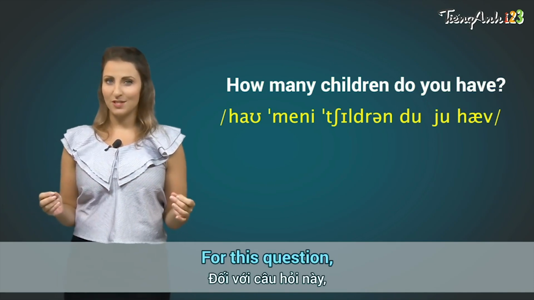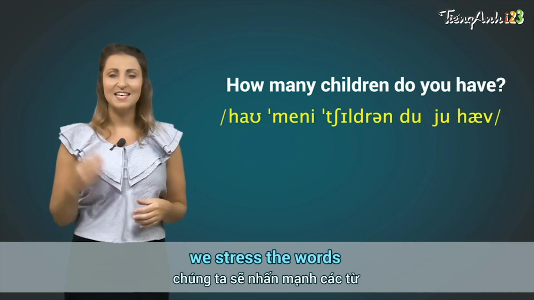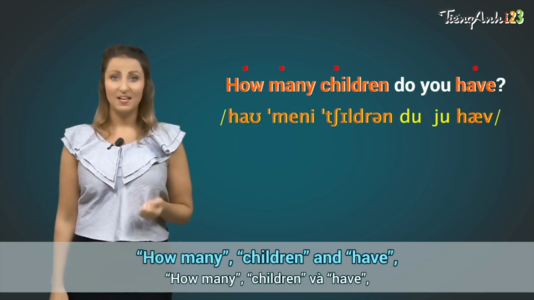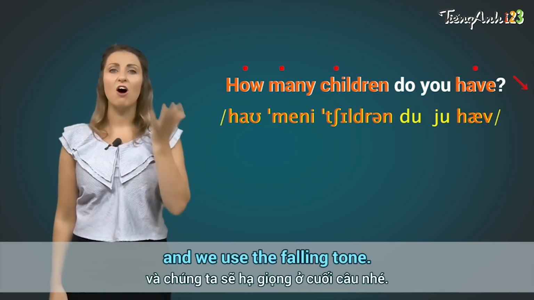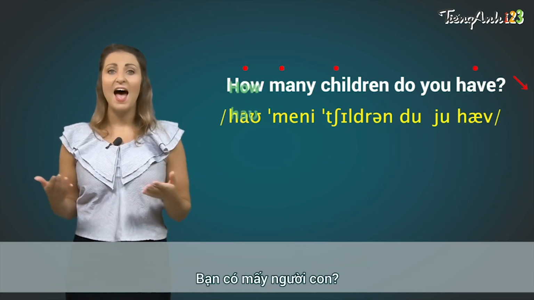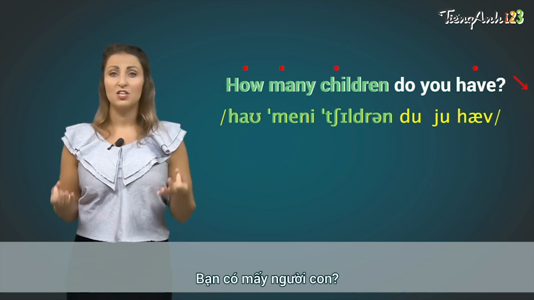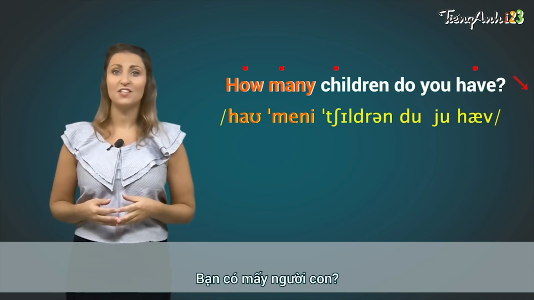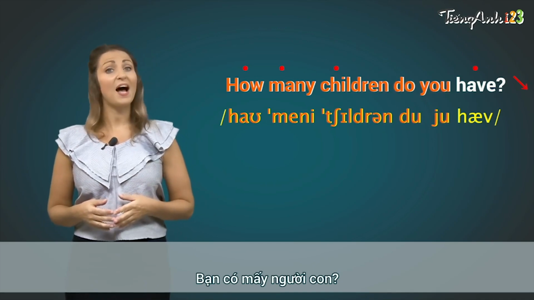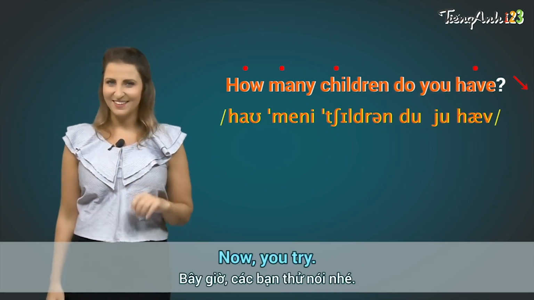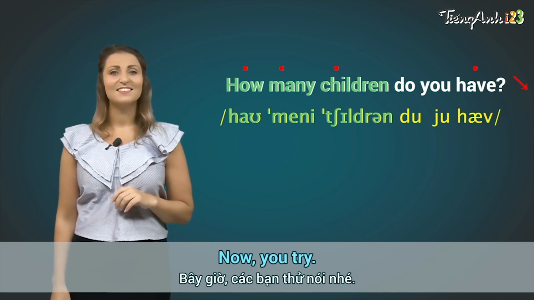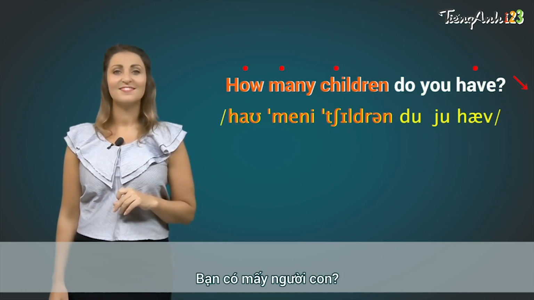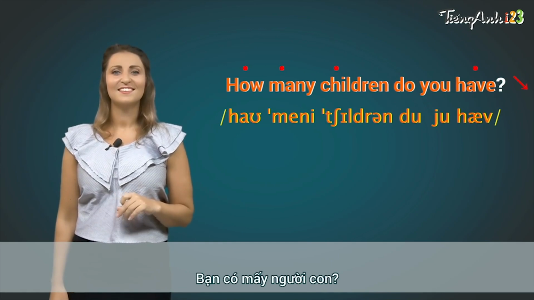For this question, we stress the words how many, children, and have. And we use the falling tone. How many children do you have? How many children do you have? Now you try. How many children do you have? Very good.